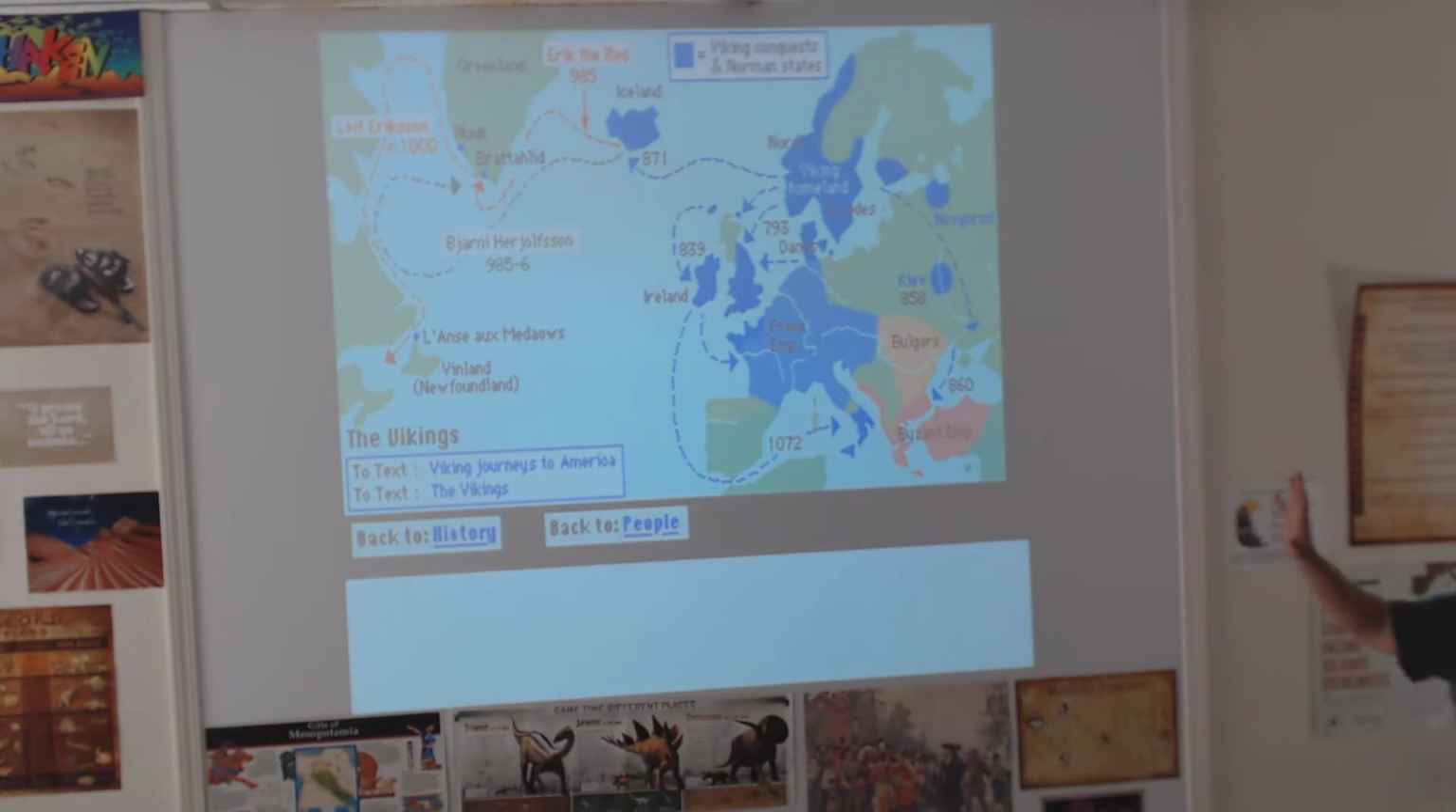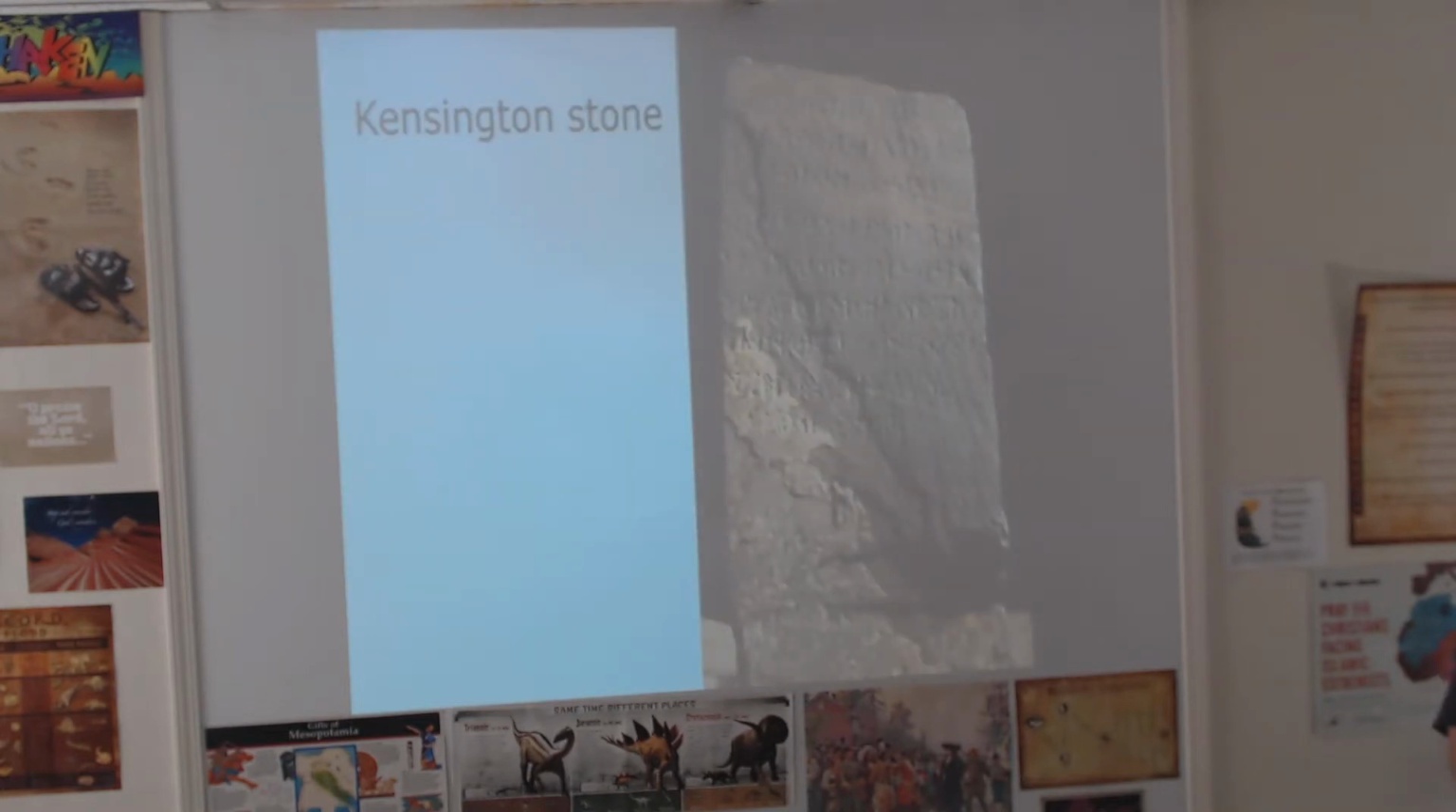Not only along the coast here, that's understandable, but there's evidence that they also were other places. This is a picture of a stone called the Kensington Stone.